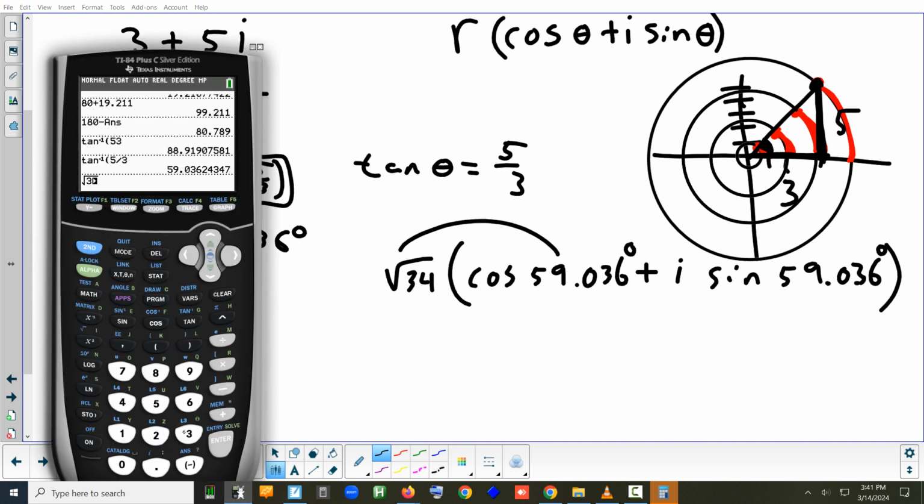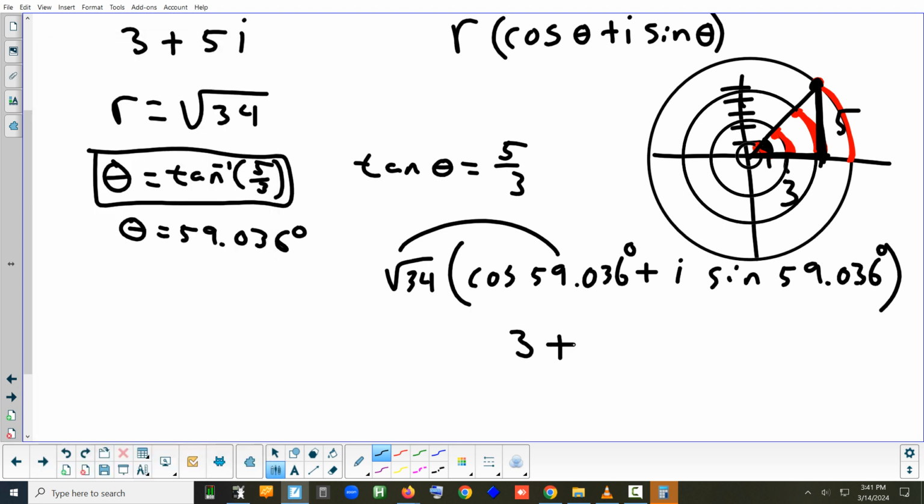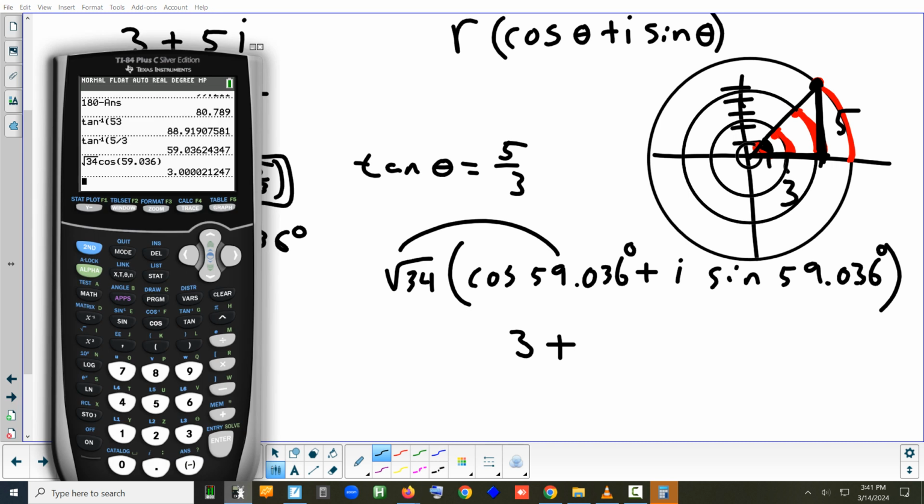So take the square root of 34 and multiply by the cosine of 59.036. And that gives us basically what number? 3. Pretty much. It's not exactly 3 because we rounded. So that's 3 plus, and then what'd you say the next thing was we do? Distribute it into I sine 59.036.